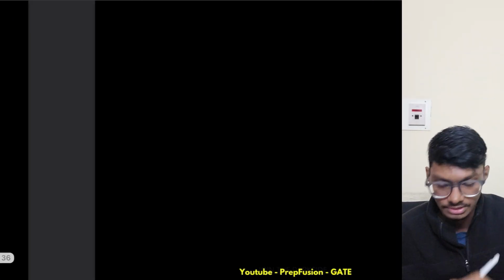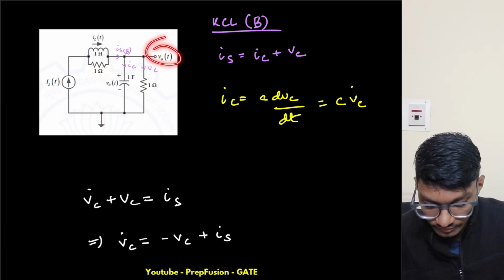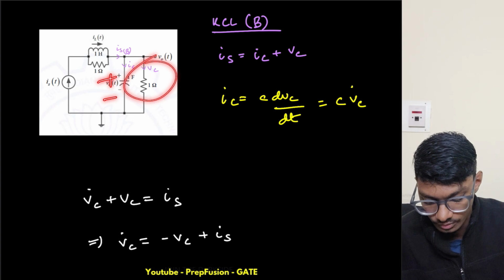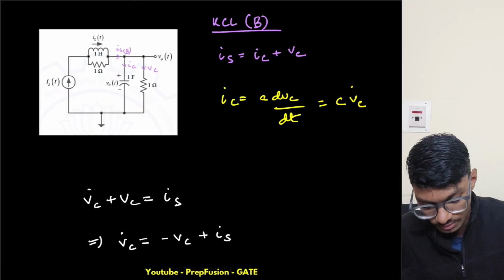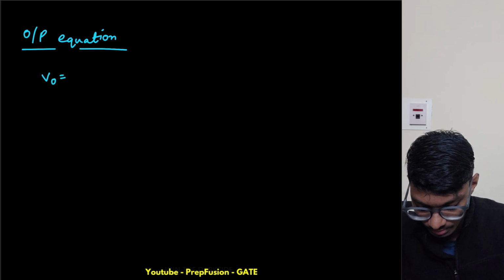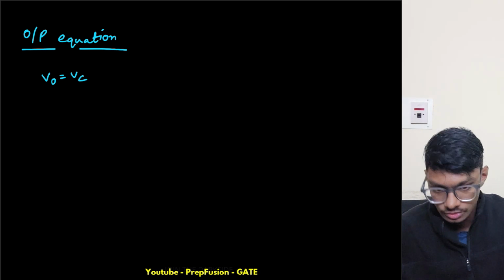These were the input equations. Let's write the output equation. From here itself I can say directly that my VO equals VC itself, right? If I'm taking the voltage from this point, VO equals VC, so I don't need to go into much depth. So the output equation is VO equals VC, very easy.